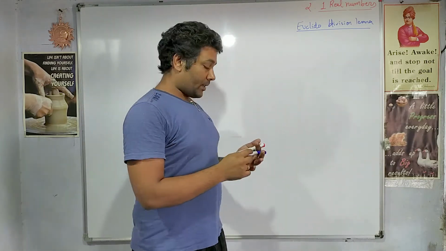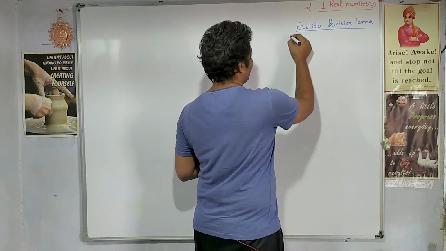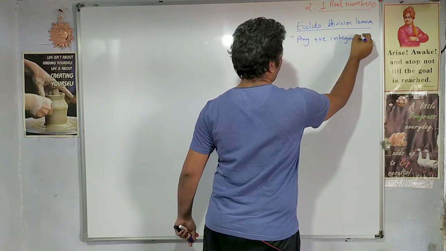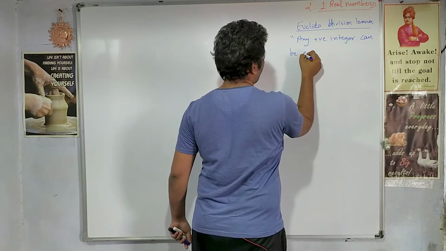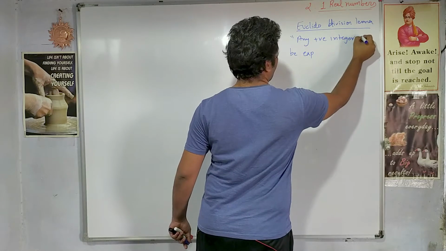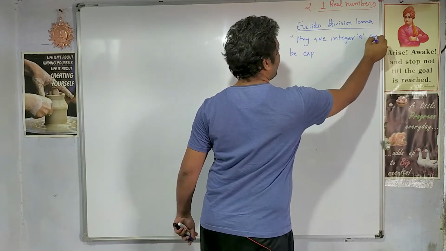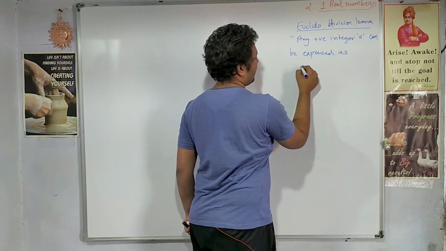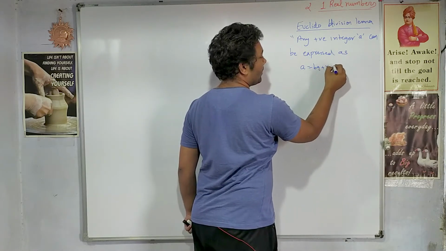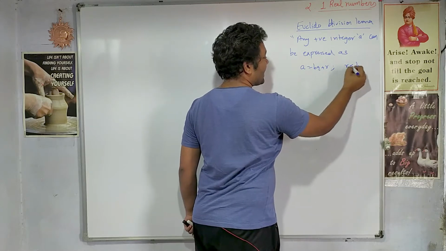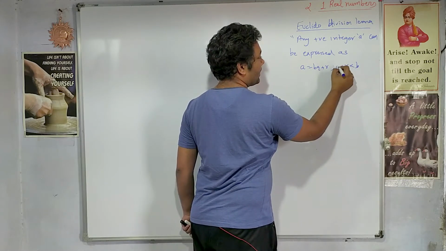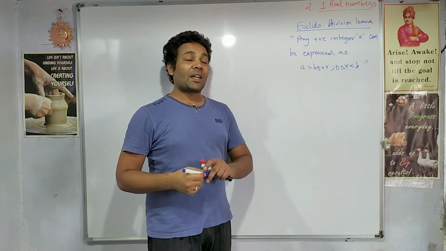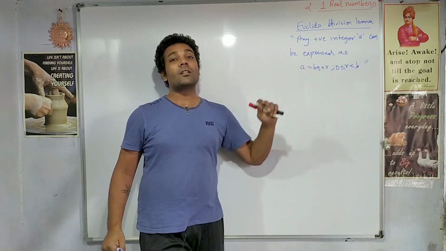Let us see what the statement of Euclid is. Euclid said that any positive integer a can be expressed as a = bq + r, where r must be less than b and greater than or equal to 0. So that is what Euclid's division lemma is. That means any number you can represent in this form.